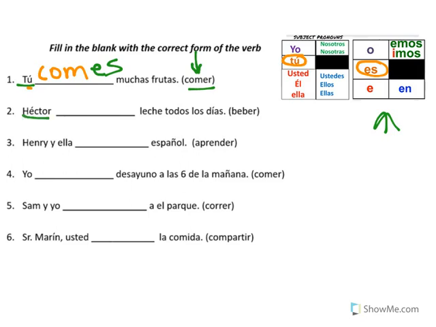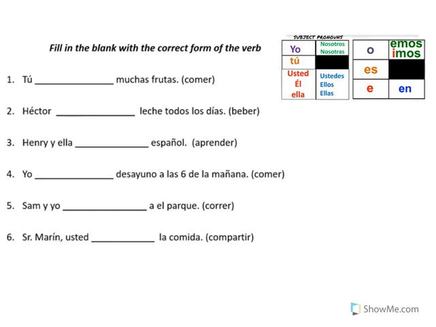Alright, let's do number 2. We know that it's Hector, and there is no other name here, so it's Hector. It's going to be the he form. And we're using beber, so Hector. We write everything but the ending, because we remember we get rid of this part first. And then we just add the ending for Hector, which happens to be E. Hector bebe.